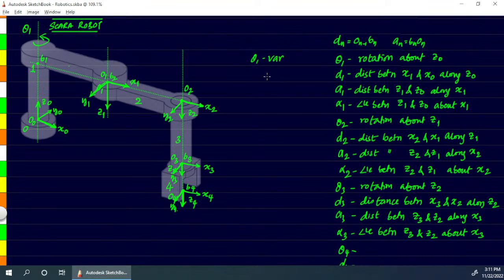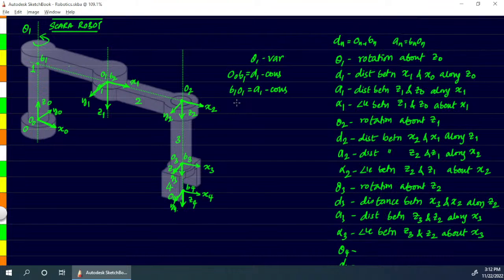And coming to d1, it is the distance between x1 and x0. So x1 and x0, this is the gap that we have, and that gap will remain constant. So we have d1, which is a constant, and of course d1 we have to call it as o0 b1. So distance between o0 and b1, that's the distance d1, which is constant. And coming to a1, we have distance between b1 and o1. That distance is again constant. Let's call it a1. So this is another constant.